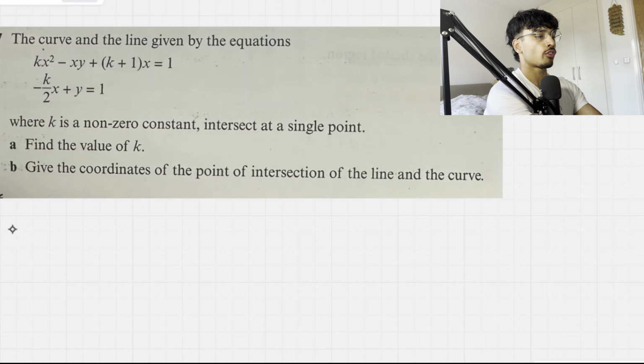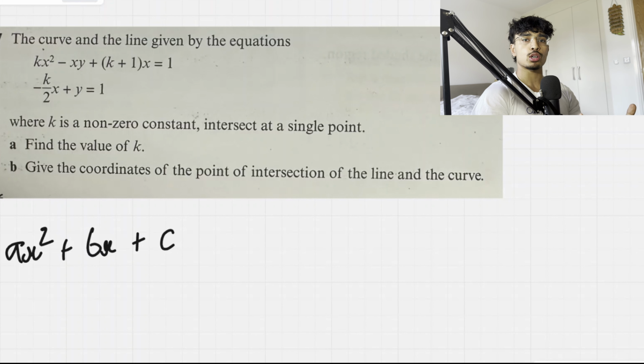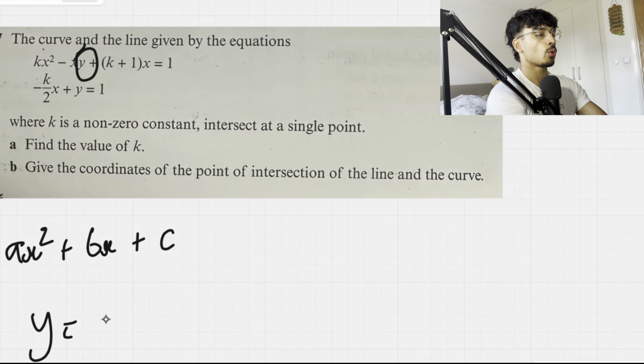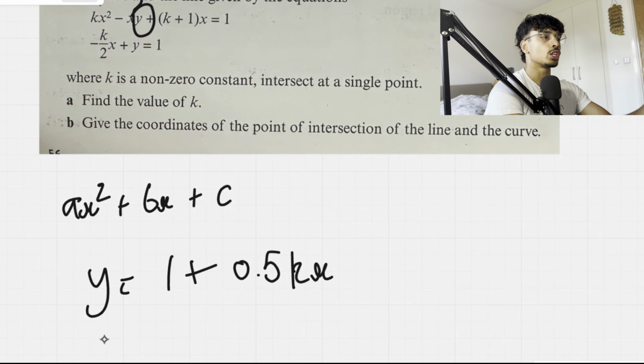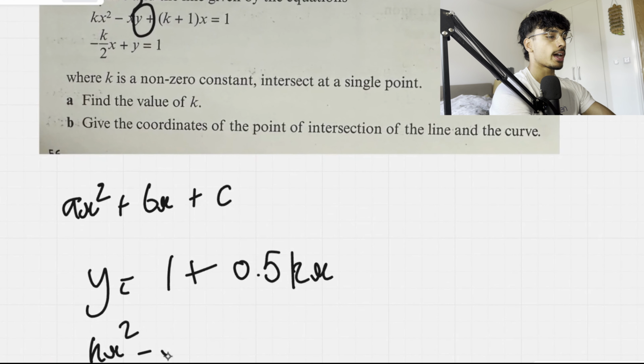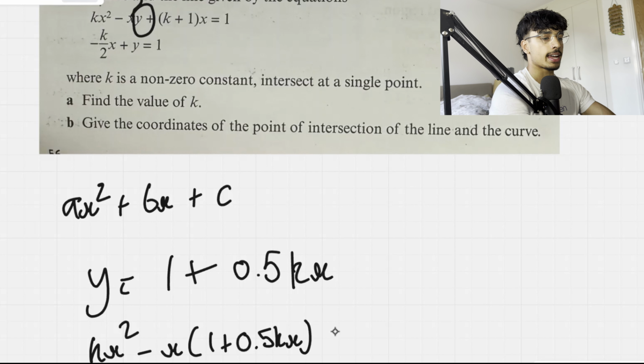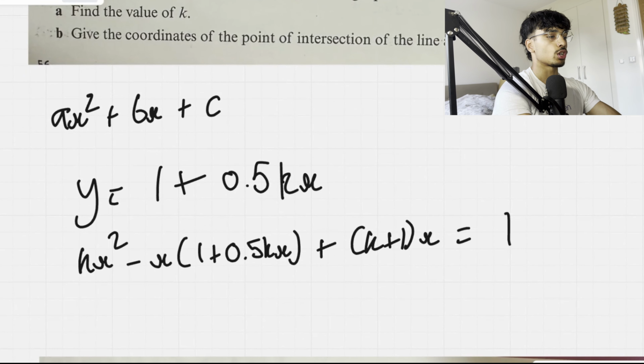Essentially, we know from my previous video on the discriminant that ax squared plus bx plus c is the format of the quadratic needed if you want to use the discriminant. So we need to get rid of this y. So we know that y is equal to 1 plus 0.5kx. Okay, now we need to substitute that into the quadratic. So we know the quadratic is kx squared minus x times (1 plus 0.5kx) plus (k plus 1)x, that's equal to 1, sorry.